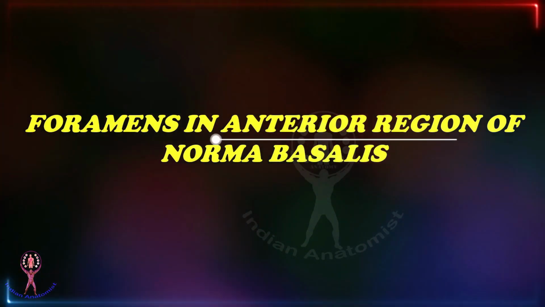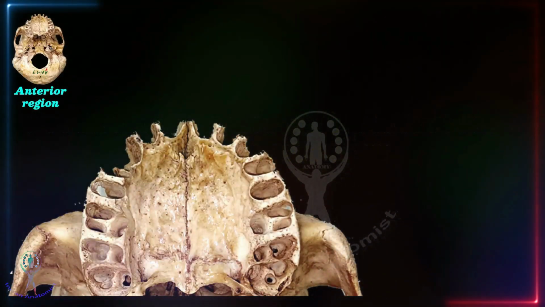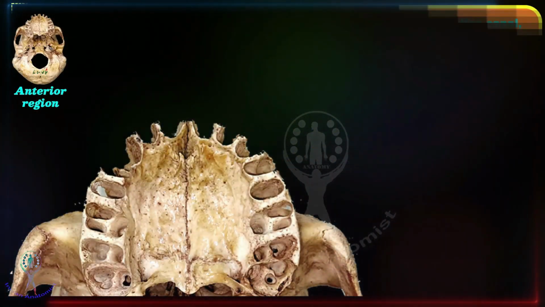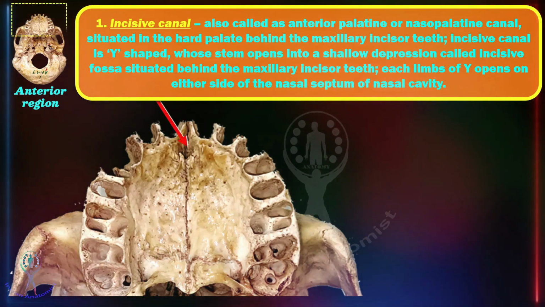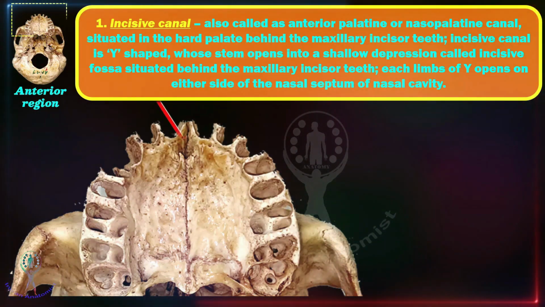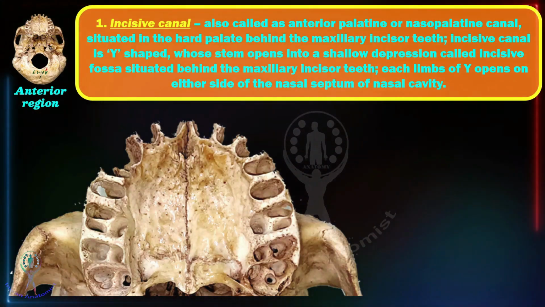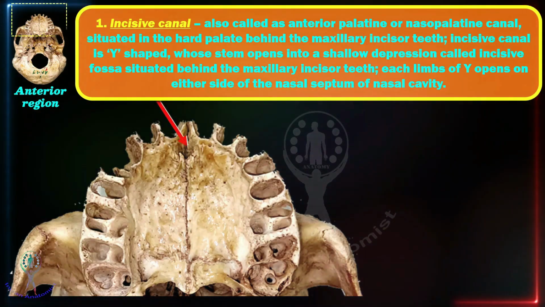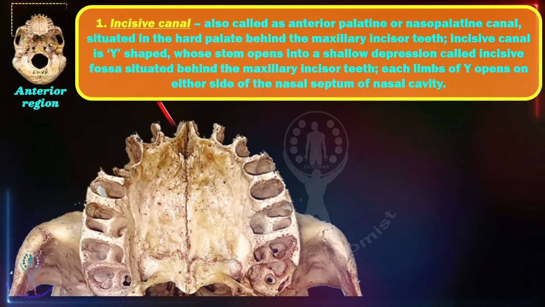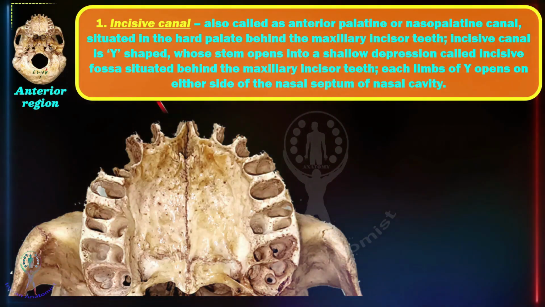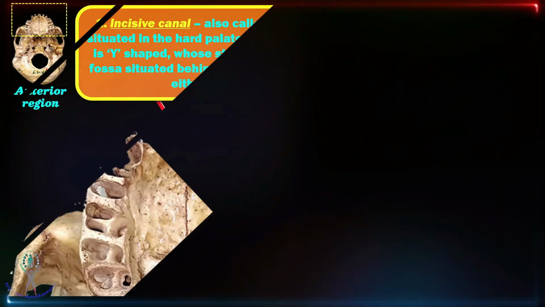Now, coming to the foramina in the anterior region of norma basalis. In the norma basalis, the first foramen we are going to see is incisive canal. It is otherwise also called as anterior palatine or nasopalatine canal, which is situated in the hard palate behind the maxillary incisor teeth. Incisive canal is Y-shaped, whose stem opens into a shallow depression called incisive fossa, which is situated behind the maxillary incisor teeth. Each limb of Y opens on either side of the nasal septum of the nasal cavity.